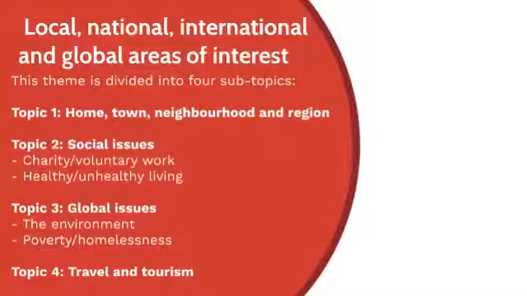Second topic is social issues. So you talk about charity, volunteer work, and your healthy and unhealthy living. In topic 3, you talk about global issues, so the environment, poverty, homelessness, etc. And in topic 4, you do travel and tourism, and within that you could talk about the holidays that you go on, what you're going to do on holiday, etc.